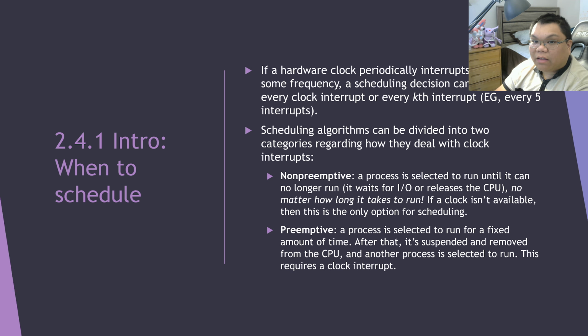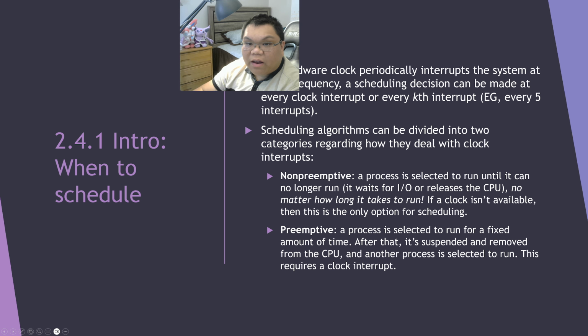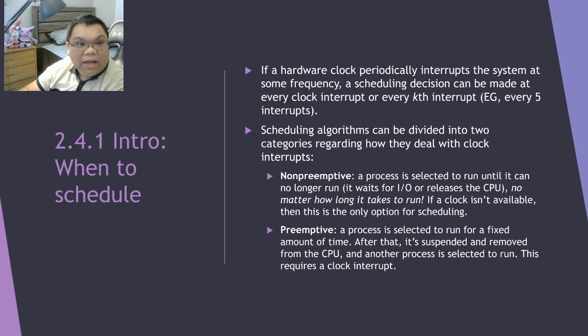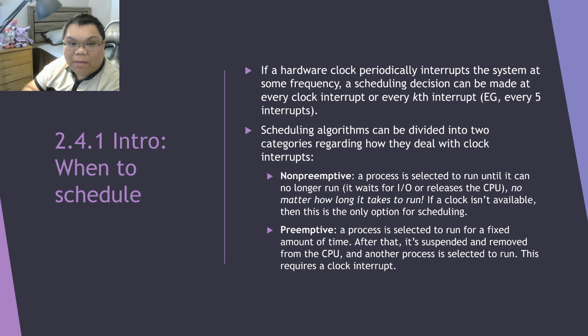If a hardware clock periodically interrupts the system at some frequency, a scheduling decision can be made at every clock interrupt, or say every 5 clock interrupts, for example. Scheduling algorithms can be divided into 2 categories regarding how they deal with clock interrupts. The first one is non-preemptive. Basically, a process is selected to run until it can no longer run. It waits for I/O or releases the CPU.